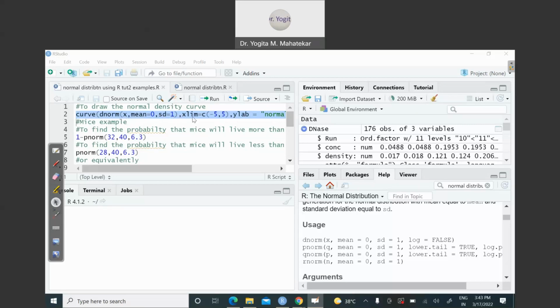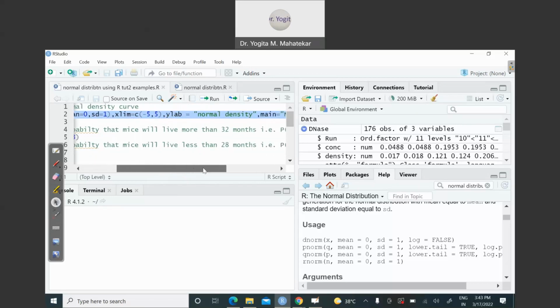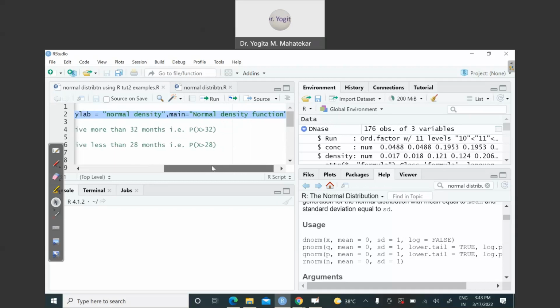Okay, so I have to give the x ranges. The x ranges I have given here are from -5 to 5. C stands for the creation of vectors in R software. Ylab means that you are labeling your y-axis, so your y-axis is labeled with the phrase "normal distribution", and the main title of this particular graph is "normal density function". So main stands for the main title of the graph.